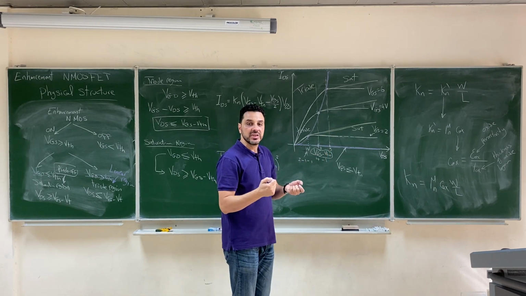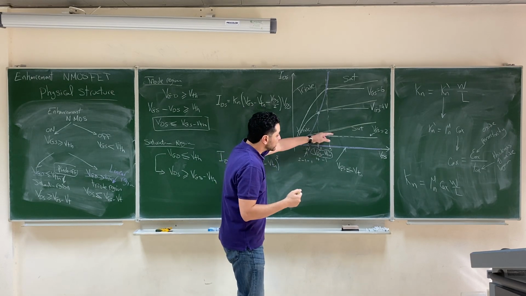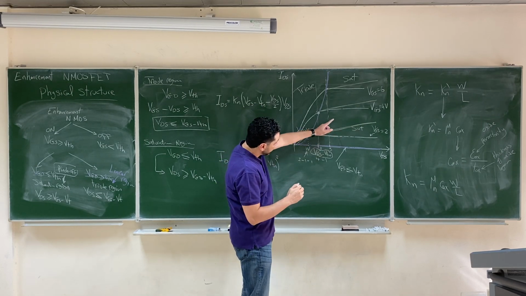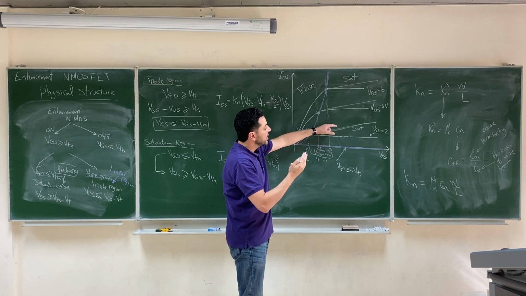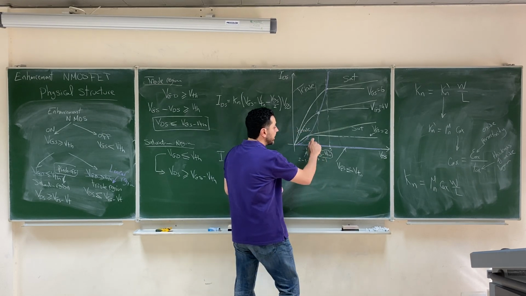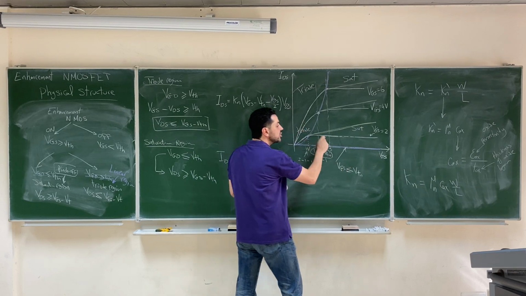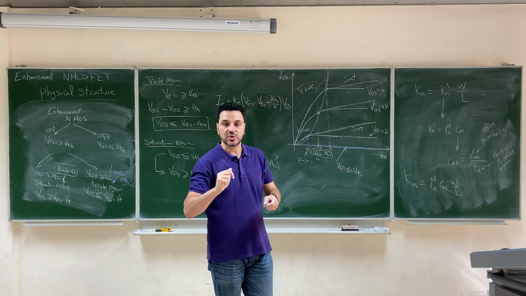The current depends on VDS a little bit. Of course, the slope is very small. I'm plotting it here big just for you to see it. But in fact, in practice, it's a very small slope, which means that the current in this region depends on VDS.